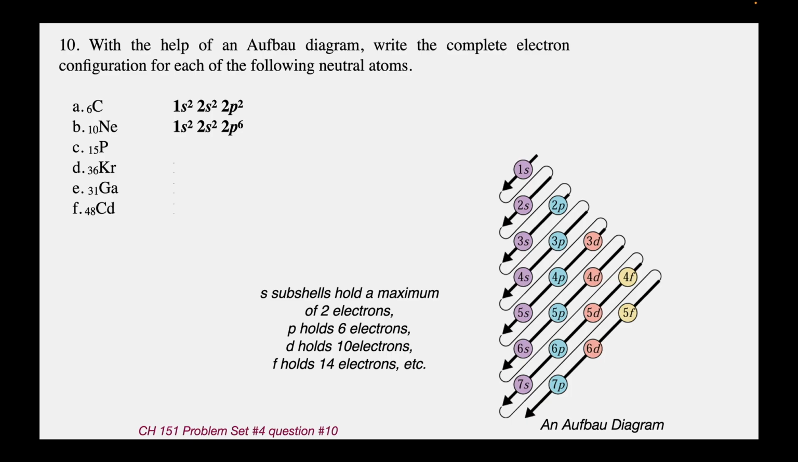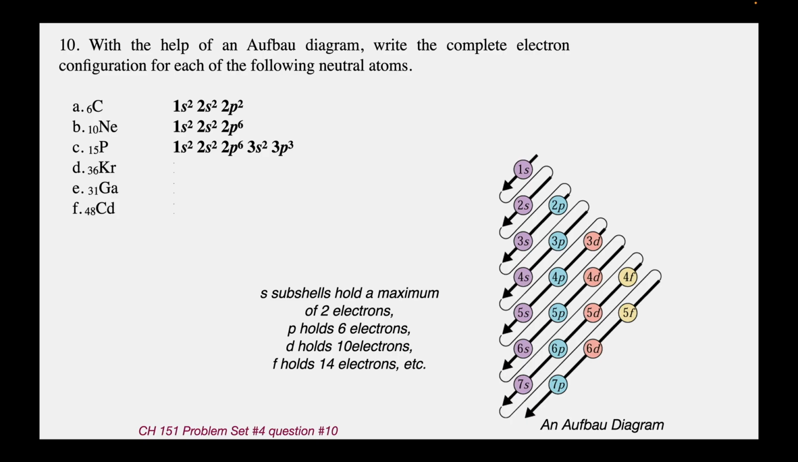The next one to be filled in is 3p. And again, p's can hold up to 6, but they can have less than 6. So we're going to write phosphorus as 1s2, 2s2, 2p6, 3s2, 3p3. And again, if you want to count all those electrons, it does go to 15, which is totally cool. You can kind of see how this works.